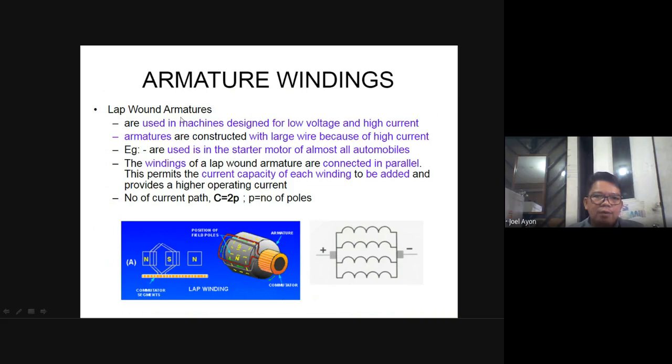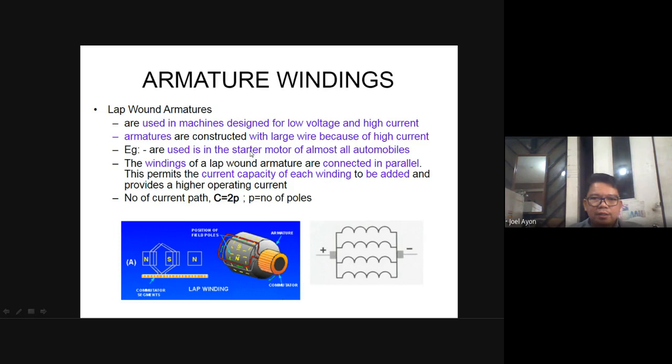We have the lap-wound armatures. So, lap winding. Okay. So take note of the appearance of the lap-winding armatures. Lap-wound armatures are used in machines designed for low voltage and high current. No? Low voltage and high current.